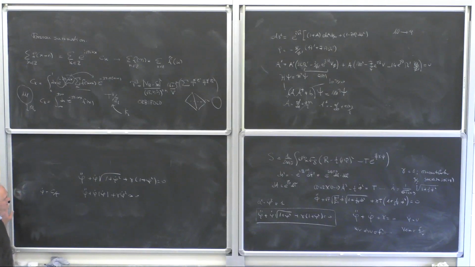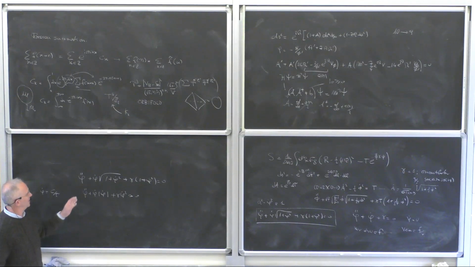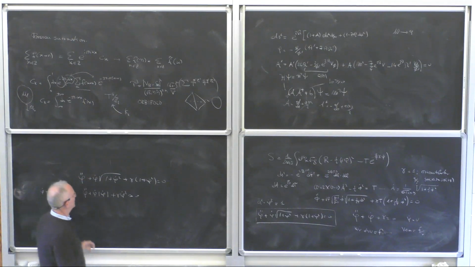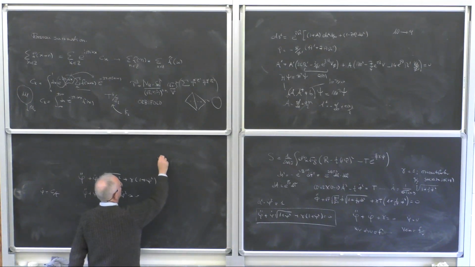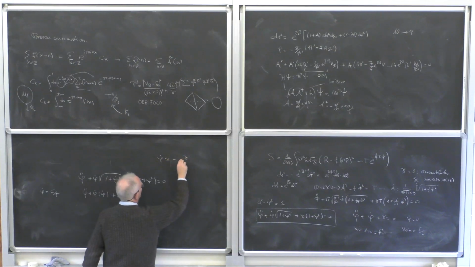Or if you want, we could also do things in a different way. Imagine that we do this limiting speed story. You kill this term and you get that phi dot approaches gamma divided by the square root of 1 plus phi dot squared.